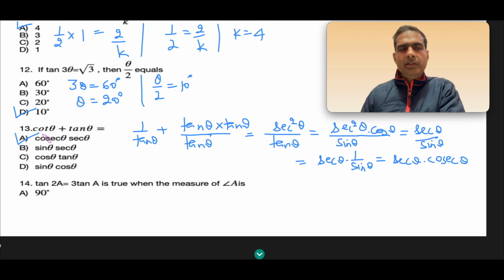So in question 13, an expression cot theta plus tan theta was given, and the expression was simplified and different options were given and asked which is true.